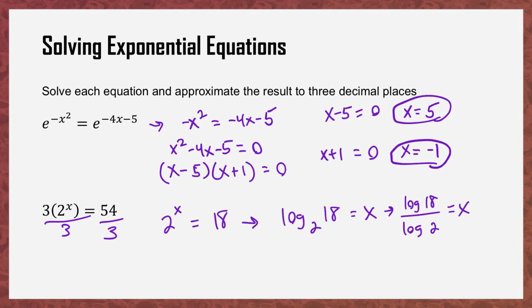And using my calculator, log of 18 divided by the log of 2. And my answer, as expected, is a decimal, 4.169925001. Okay, let's go through. Typically, we go 3 decimal places, so that would be 4.170. So x is approximately 4.170.